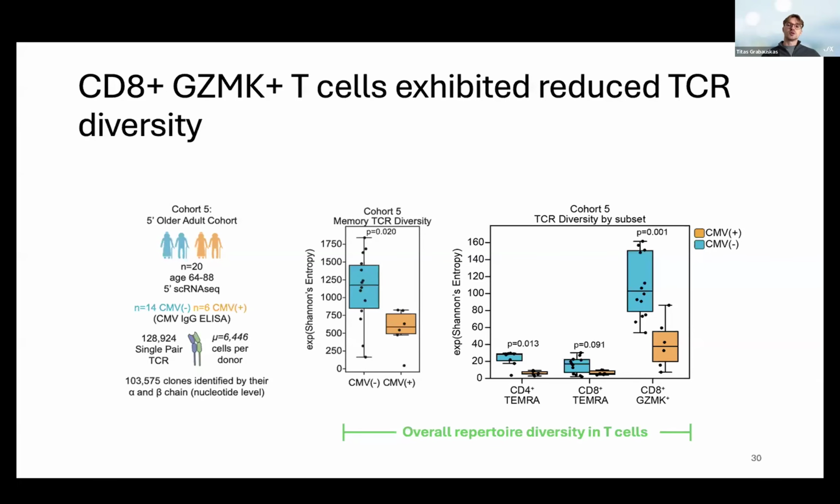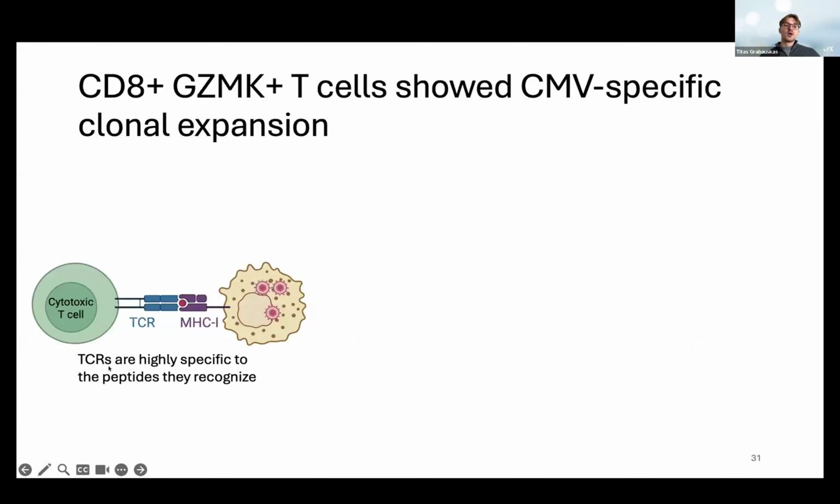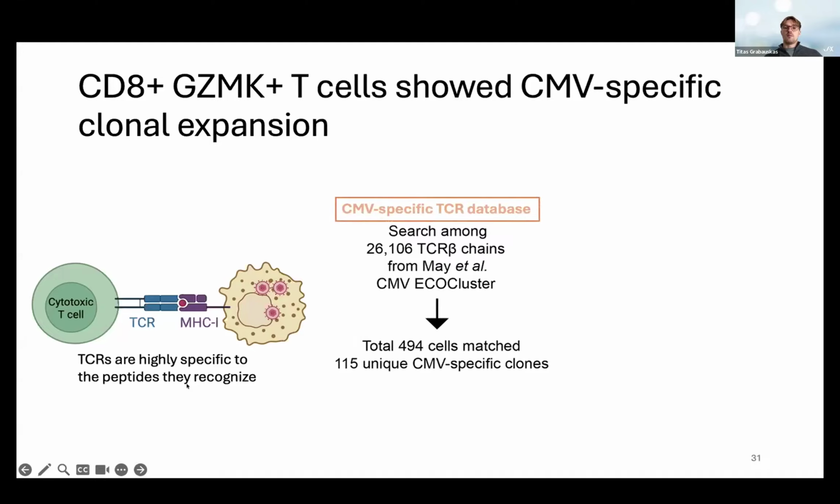But at the same time, what we're doing right here is quantifying the overall TCR diversity, so we wanted to be a little bit more specific. We know that TCRs are highly specific to the peptides that are recognized, right? So we took advantage of a recently published CMV eco cluster, which includes 26,000 TCR beta chains that have been linked to CMV. Matching this data set with our TCR data, we found 500 cells in our data set that were putatively CMV specific, and this corresponded to 115 clones.